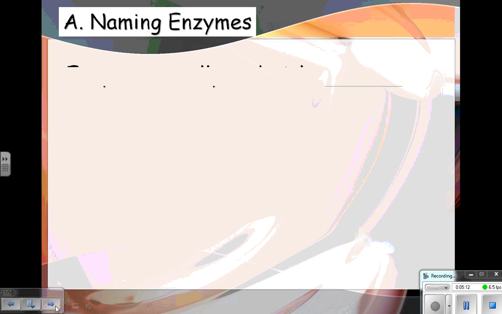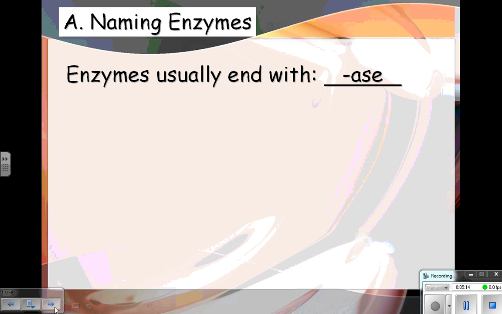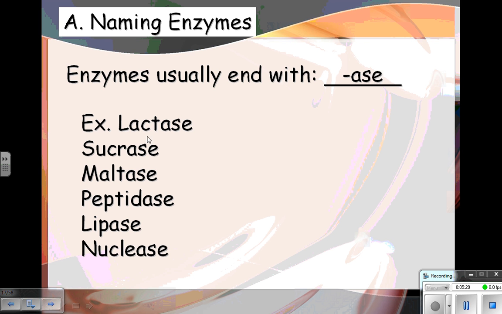Naming enzymes. Enzymes usually end with ase. So if you remember sugars, they ended in ose, like sucrose, maltose, lactose, glucose. Enzymes, though, these are proteins, and most enzymes we name ending with ase. So for example, lactase. Guess what it breaks down? Lactose. Excellent. Sucrase. Guess what it breaks down? Sucrose. Excellent. Maltase.